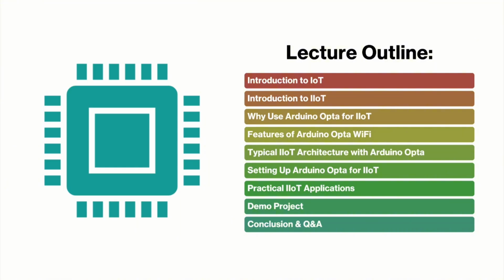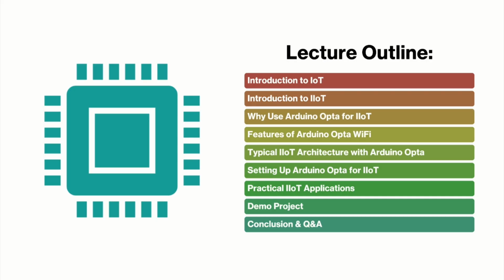We will begin with the basics, what IoT is, its definition, and why it matters. Then we will discuss the main components that make up an IoT system and see how these pieces work together. We will also talk about some challenges of IoT and why industries require more robust solutions.